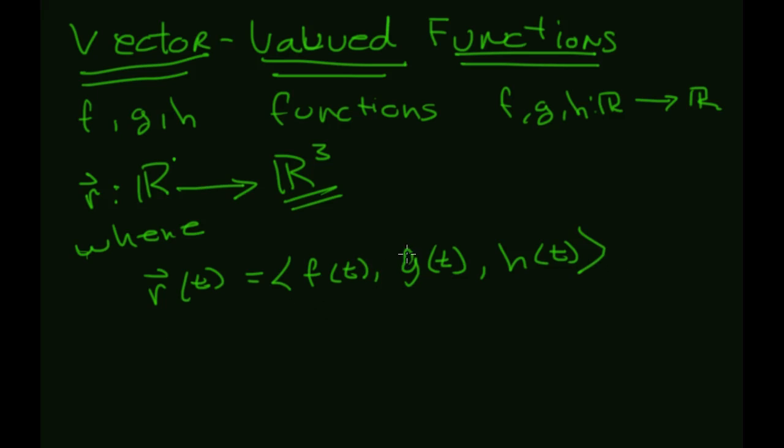Now, generally speaking, we're going to be working in R3 in this class, but there's nothing about this definition that says that I can't have more functions and more components to my vector and make it a 4, 5, 9, 72-dimensional vector. But for all intents and purposes in this class, we're going to work kind of like with the physics model, which is R3.